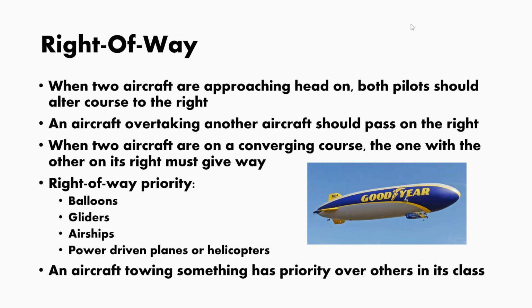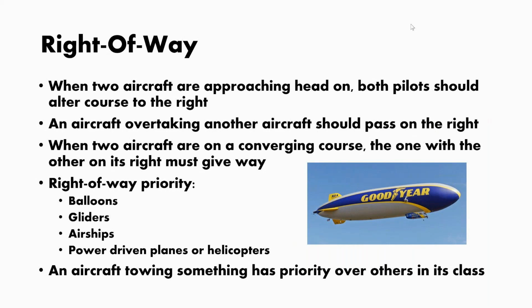The reason for that is because different types of aircraft are more maneuverable than others. So the right-of-way priority goes balloons, gliders, airships, and then the rest of us, so power-driven planes or helicopters. Balloons obviously get biggest priority for right-of-way because they're the least maneuverable. It's a lot easier to change direction when you're in a Cessna than when you're in a balloon. The second would be gliders, because they don't have an engine, obviously. Gliders are always falling, you might say. So if they suddenly have to change direction, it's a lot tougher for them, like if they were trying to head to a certain place.